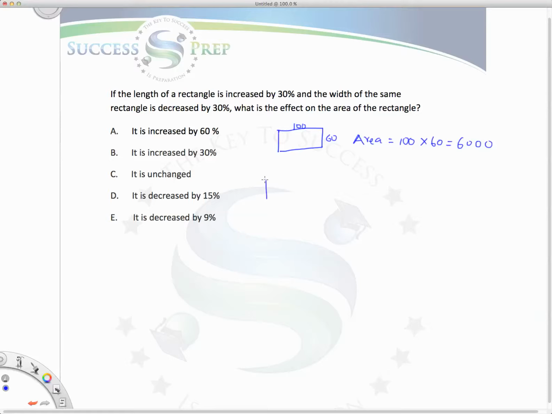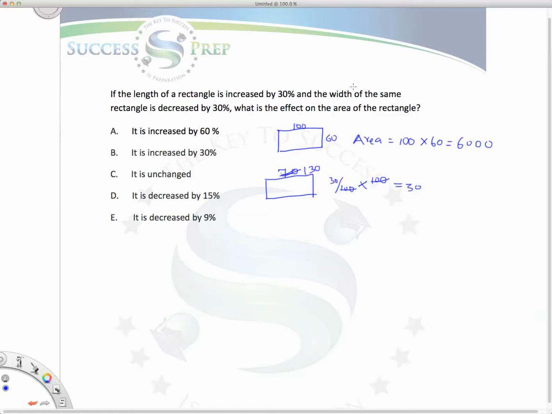So I'm going to decrease it by 30%. 30% times 100 is equal to, if you reduce it, the hundreds cancel out, 30. So this is a decrease by 30. So now your new length over here is 70, okay? And it actually says it was increased by 30. So actually this would not be 70, this would be 130. That's an increase of 30%.